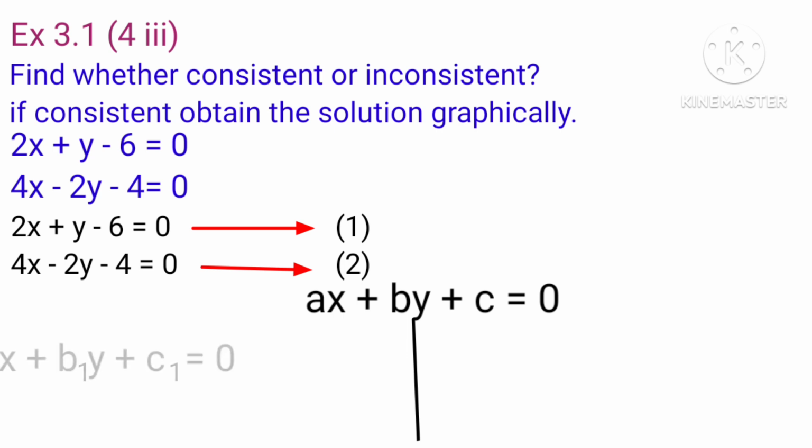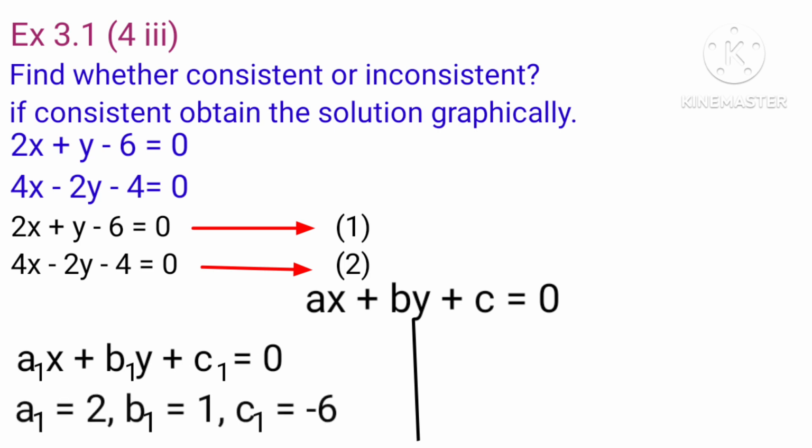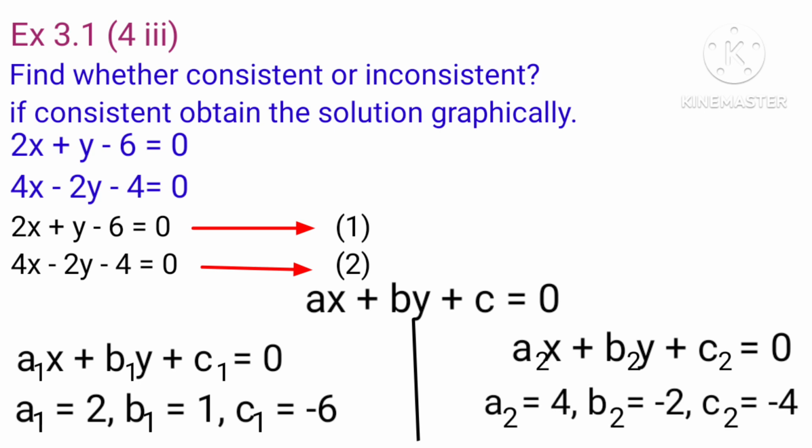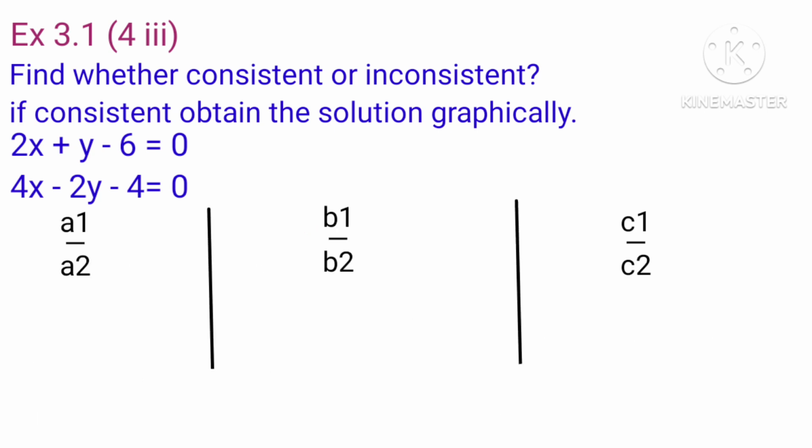So for the first equation, we'll get a1 is equal to 2, b1 is equal to 1 and c1 is equal to minus 6. So when we compare it with the second equation, we'll get a2 is equal to 4, b2 is equal to minus 2 and c2 is equal to minus 4. Now we have to substitute in the ratio of a1 by a2, b1 by b2 and c1 by c2.